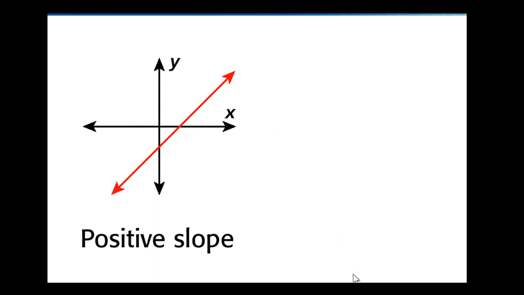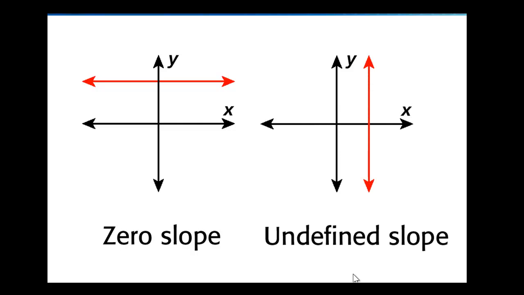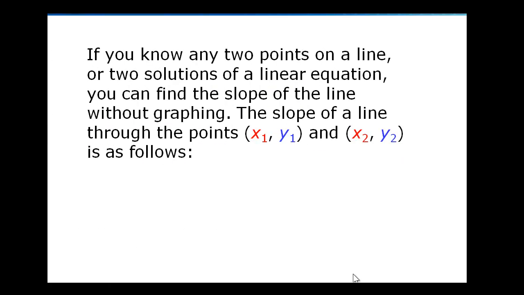This is the positive slope, negative slope, and this is 0 because it's parallel to x. And undefined slope, it's parallel to y. So if I find 2 points on any line, we can find the slope. If I have the first point x1, y1, and the second point x2, y2, I will take the change of y, which means y2 minus y1, and the change of x, which means x2 minus x1.